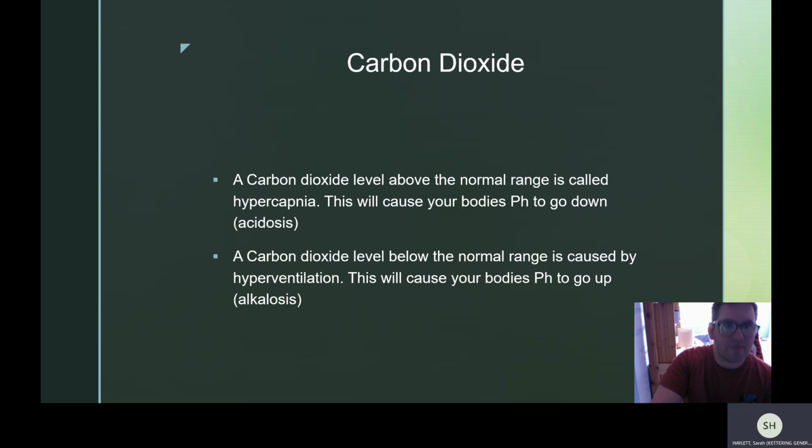So carbon dioxide. A carbon dioxide level above the normal range is called hypercapnia. This will cause your body's pH to go down generally. However, in patients with COPD and chronic retention, often they'll have a high carbon dioxide level and their pH will be normal. Therefore, their body is completely normalized to this, so it doesn't need any treatment whatsoever. A carbon dioxide level below the normal range is usually caused by hyperventilation, and this will create an alkalosis.